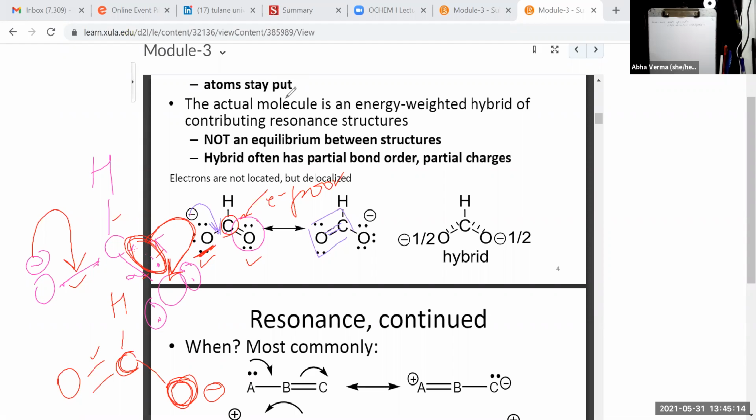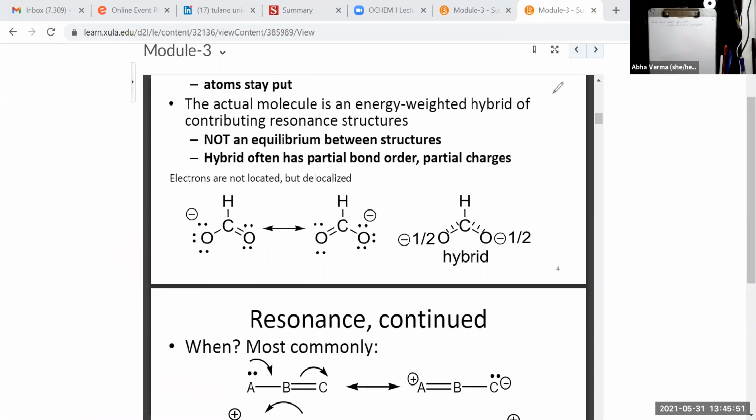So look at the new structure. This is the new structure, right? Same new structure. Overall, this was negative, this is negative. Overall, the atoms are in their place. But what has shifted? The only thing that has shifted are the electrons. From this oxygen, they have now moved to the other oxygen. Okay? Any questions from this part?